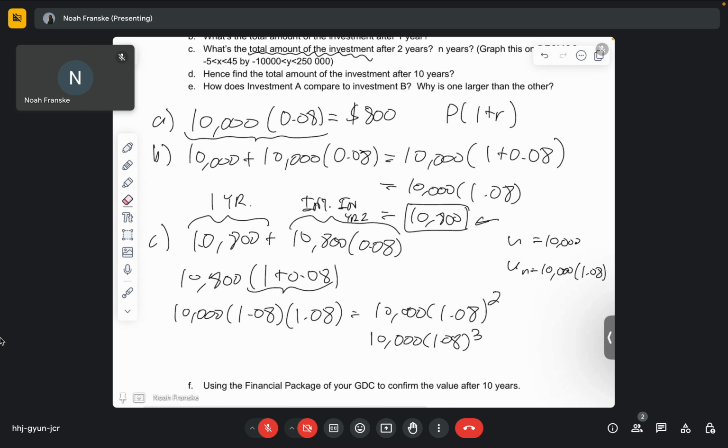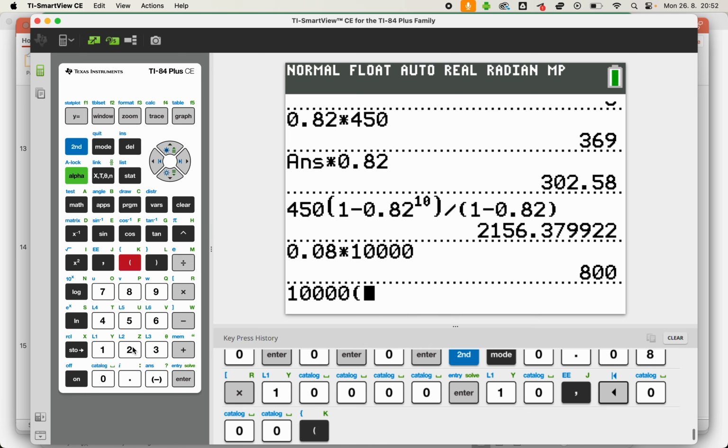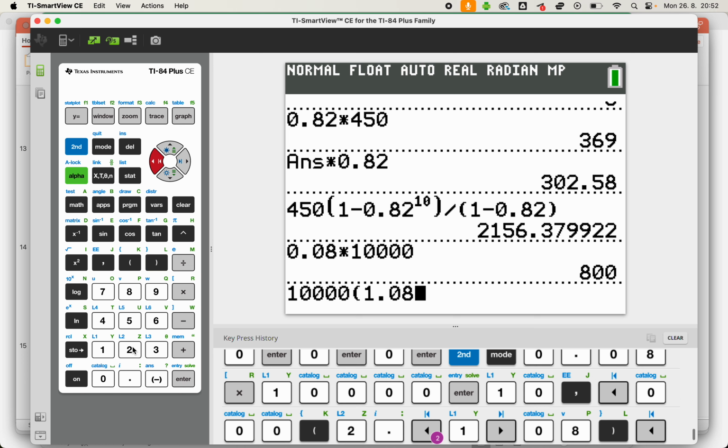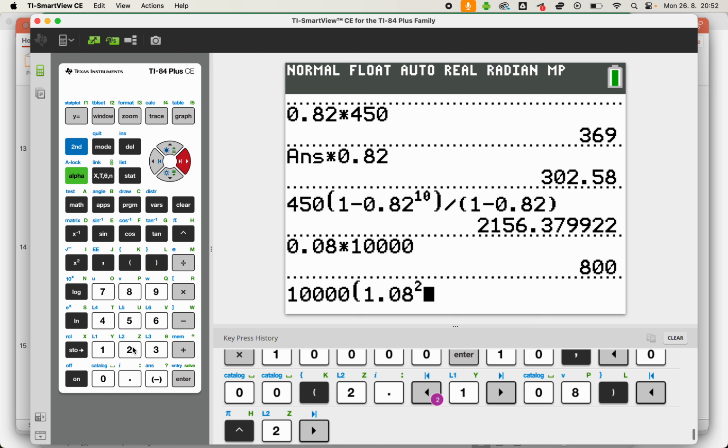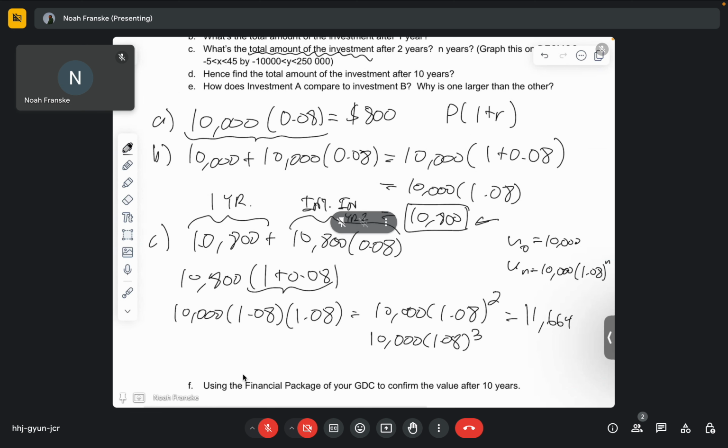So you might want to think about this as u_0. It's the initial amount. And then after 1 year, it will be times 1.08 to the 1. After 2 years, 1.08 to the 2. 3 years, 1.08 to the 3. And it's going to keep compounding that way. So let's actually get an answer here. If I do 10,000 times 1.08 raised to the second power, that gives me 11,664. So $11,664 is how much they have after 2 years.